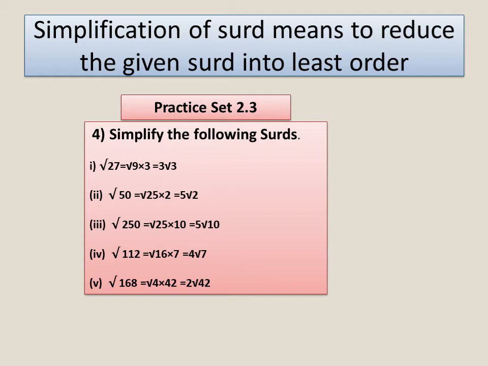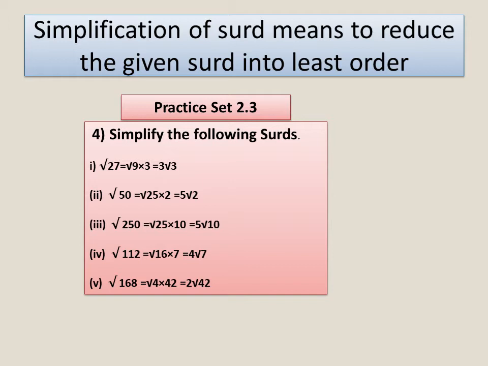The second sum is square root of 50. Here also the order is 2. Then you want to find one factor that is a perfect square. How to write 50 as a product with a square term? 25 2s are 50, and the square root of 25 is 5. Therefore 5 root 2.